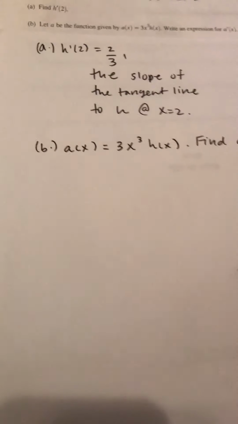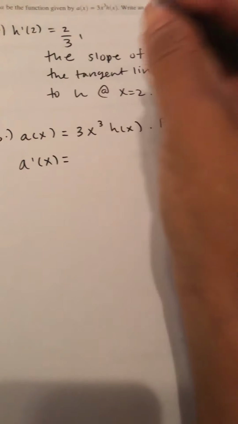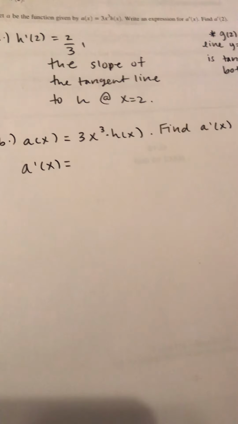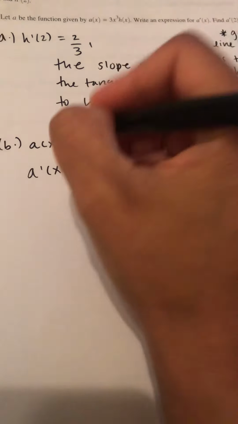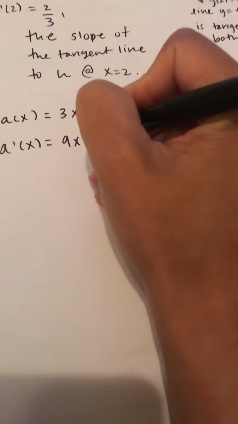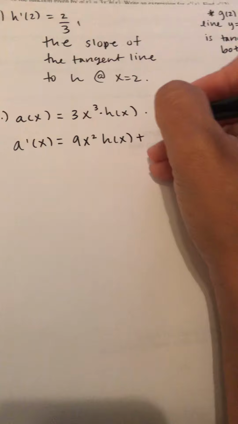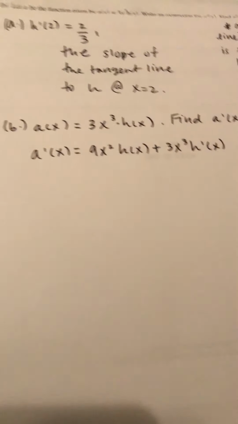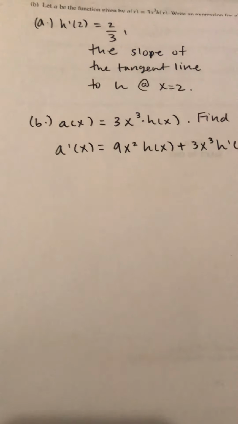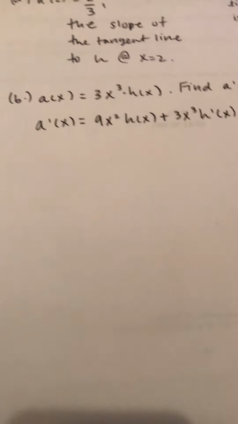So let's do that. Let's find a prime first. So a prime of x. Well, I'm multiplying two functions, so that is the product rule. I like to do the first function first, take the derivative of the first guy, which is 9x squared. Leave the second guy alone, which in this case is h of x. You always add with product rule. Now leave the first one alone and take the derivative of the second guy. So that is an expression for a prime of x. And then finally, plug in a 2 for x.